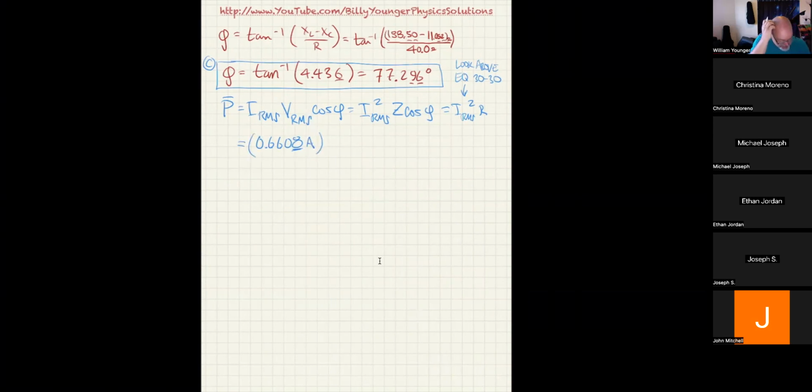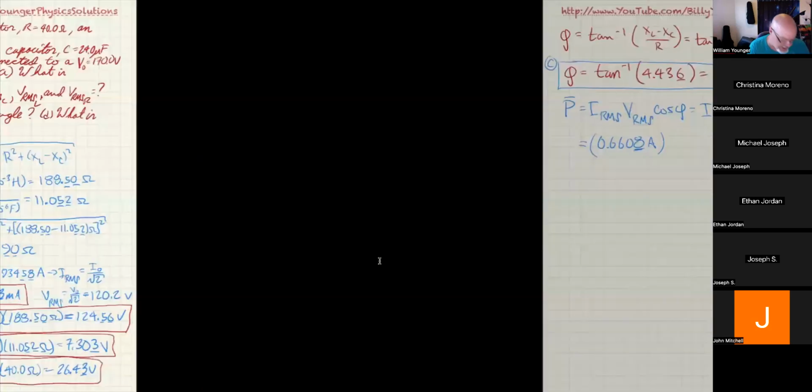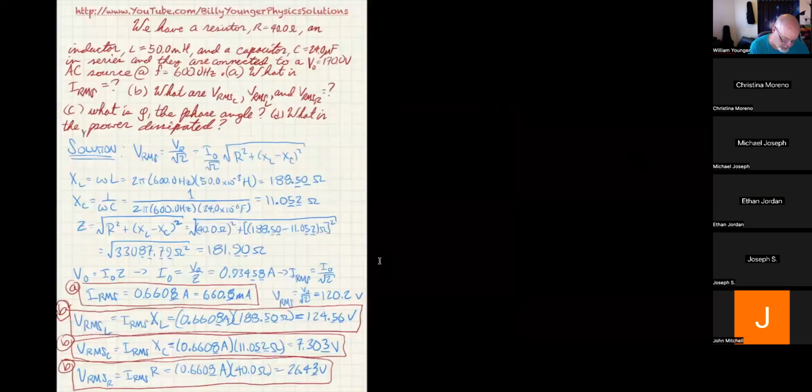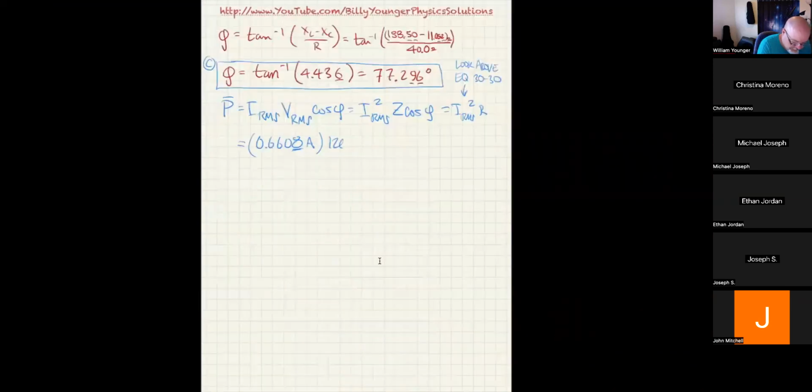All right, so I've already gotten the IRMS. Now I've got to get the VRMS, which for me was 120.2 volts, which is one extra sig fig. And then I'm going to take the cosine of 77.296 degrees. And that's going to give me the power.